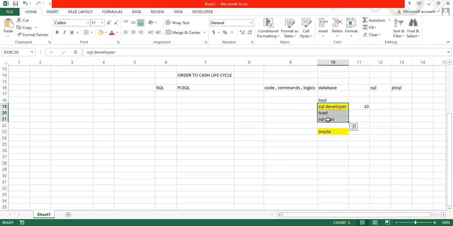I want my students to be very clear about the tool they have used. I don't want you to be in a confused state. When someone asks which tool you are using for writing your code, strictly say SQL Developer tool or Toad tool. This is about one of the questions. Any doubts so far, anyone, or do you want to ask about any of the things? Please go ahead.